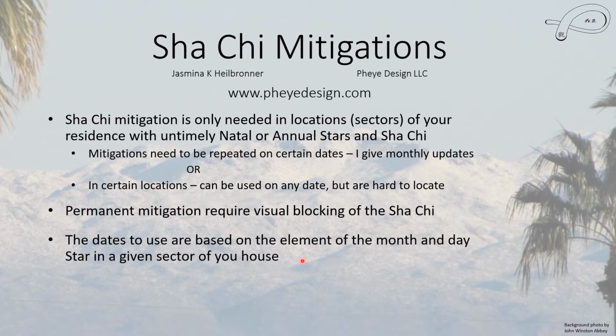Now the dates that are used here that I give monthly updates for are based on the element of the month and day stars in that given sector of your house. Now the month stars aren't terribly hard to figure out, but the day stars can be, and especially during leap years, these dates can be a little bit tricky. And this is why I give monthly updates and just don't tell you what to look for.